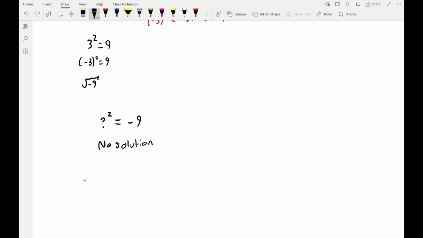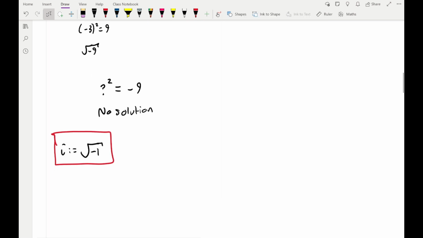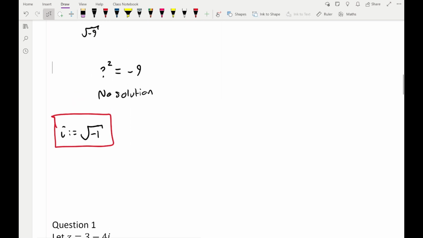So we invented this number called i, and it is the square root of minus 1. That is the definition of this number i, and it solves that equation. Depending on what mode your calculator is set to, you can try and calculate the square root of minus 9, for example. And there we go, non-real answer. So the calculator is not very happy with it. But with i, we might be able to find the answer to this.